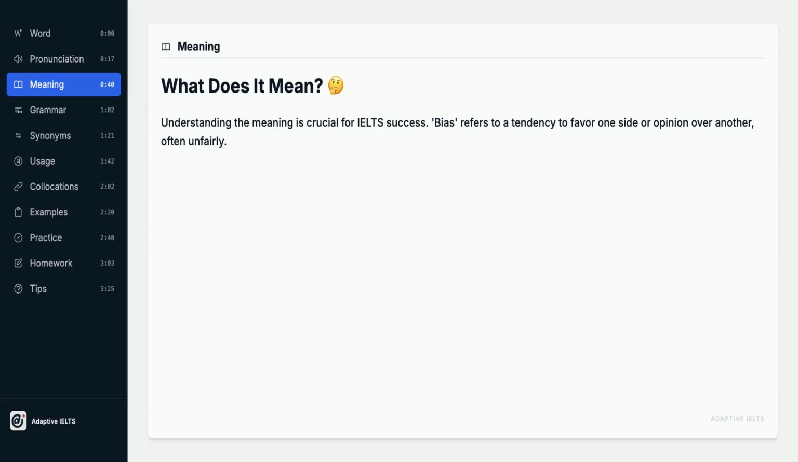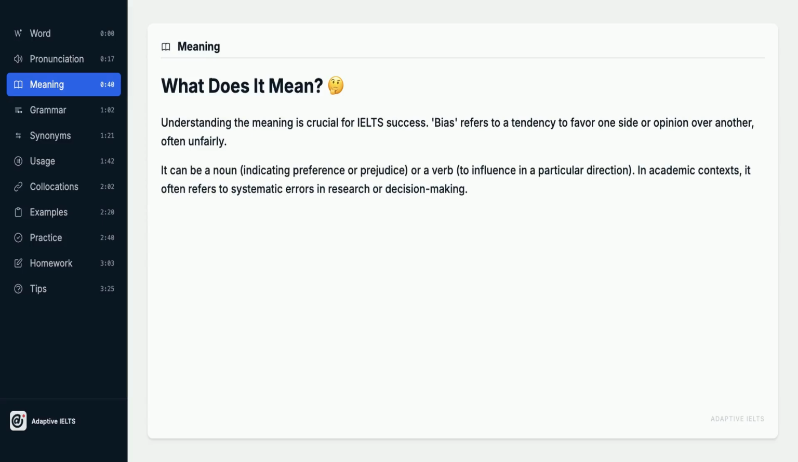Understanding the meaning is crucial for IELTS success. Bias refers to a tendency to favor one side or opinion over another, often unfairly. It can be a noun, indicating preference or prejudice, or a verb, to influence in a particular direction. In academic contexts, it often refers to systematic errors in research or decision-making.